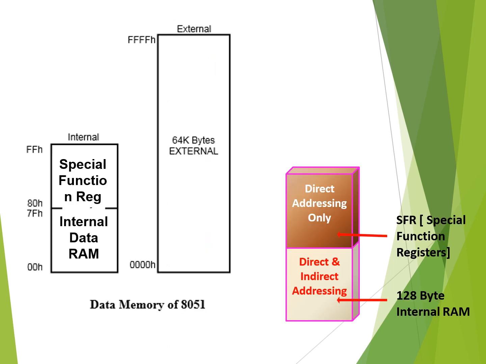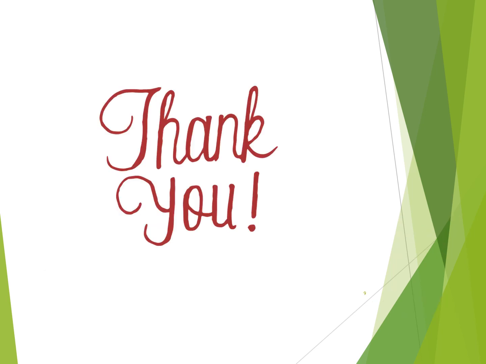The internal 128 bytes of RAM, starting from address 00 to 7F, can be accessed using direct and indirect addressing modes. The next 128 bytes of locations, starting from address 80 to FF, are assigned for special function registers. So that's all about the memory organization of the 8051 microcontroller. Thank you.